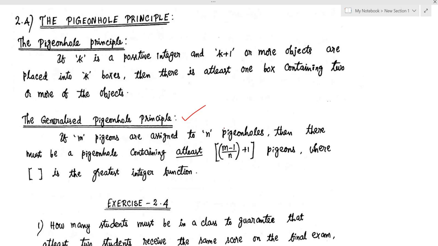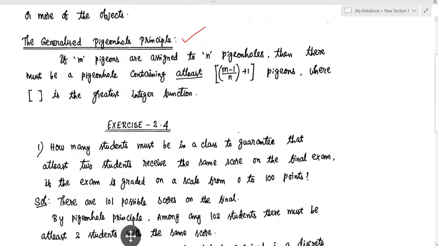Similarly, consider one more example. In any group of 27 English words, remember 27 English words, there must be at least two of them that begin with the same letter. Why? Because there are 26 letters in the English alphabet. We have only 26 letters, but the total count is 27 here, which means two should occupy the same place.